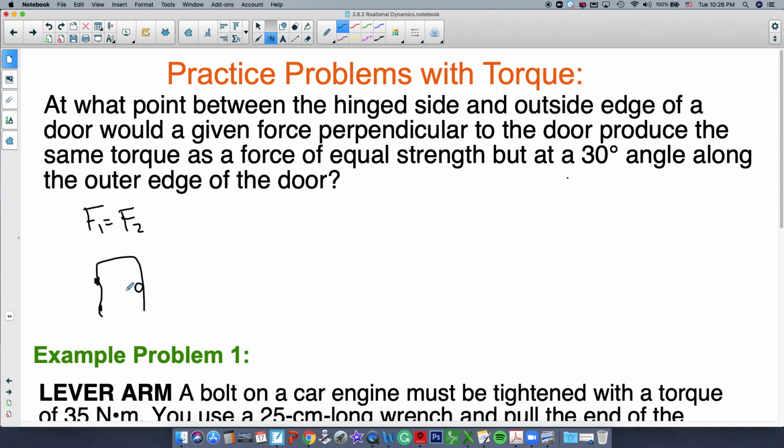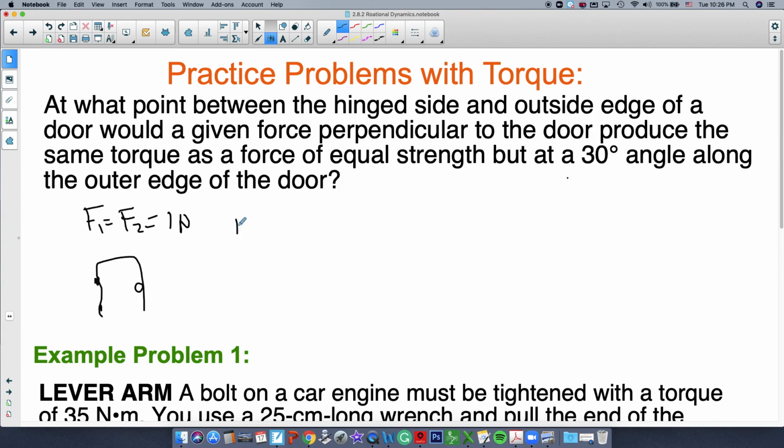So if I want to get my forces equal, and I'm pushing at a 30-degree angle, I probably have to be closer to the outside edge, because that 30-degree angle is going to reduce my force. So let's just say, for simplicity's sake, our forces are going to be 1 Newton.